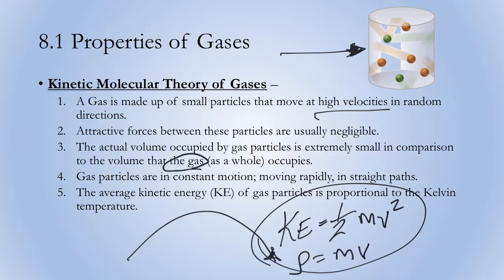Another way of looking at it would be the size of the particle versus the size the gas takes up. So, if I looked at the size of a molecule of hydrogen, it's 289 picometers, which is 289 trillionths of a meter.